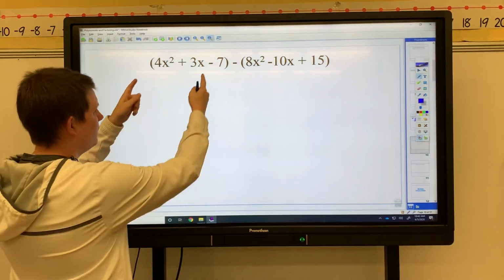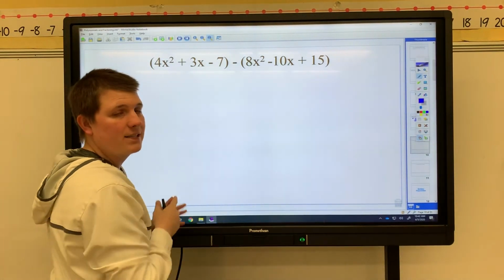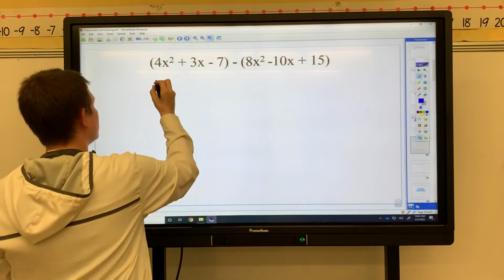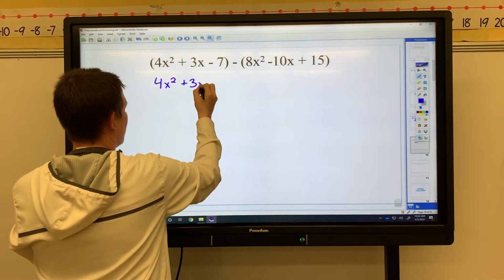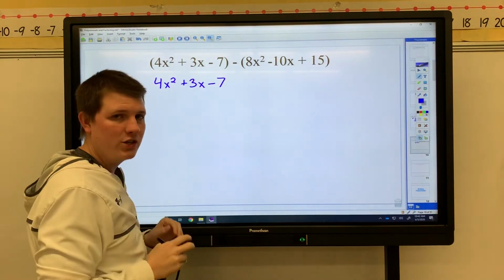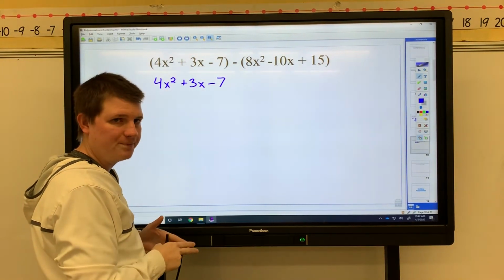You're going to keep the first polynomial, whatever it is, the exact same. We're just going to bring it down. So 4x to the second plus 3x minus 7. Do not change anything about the first polynomial.